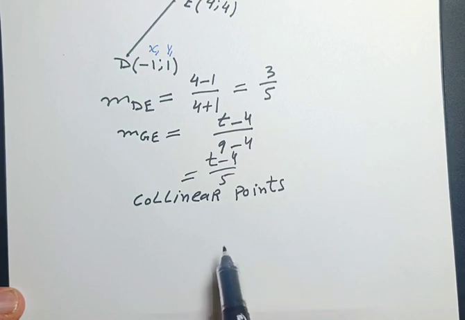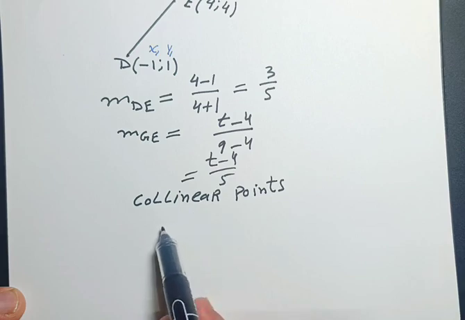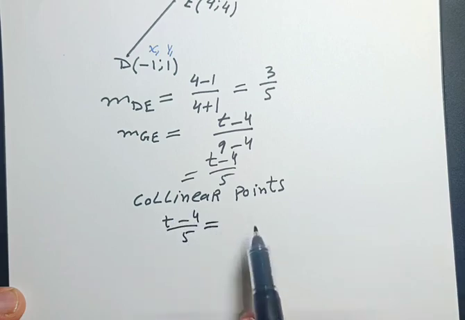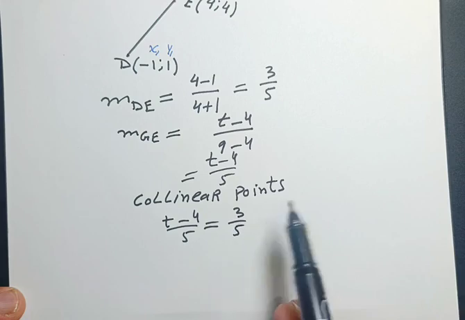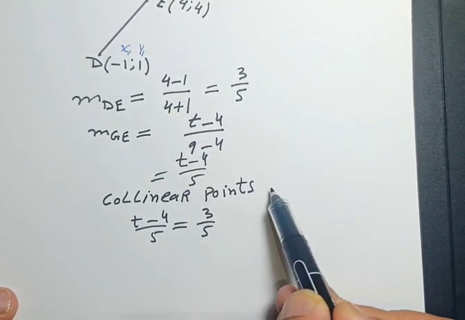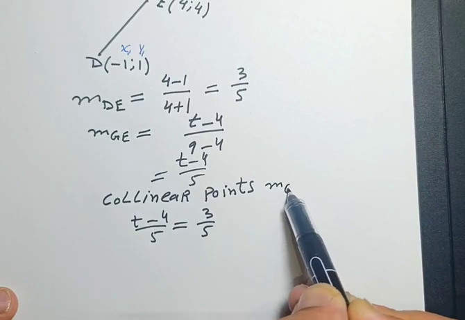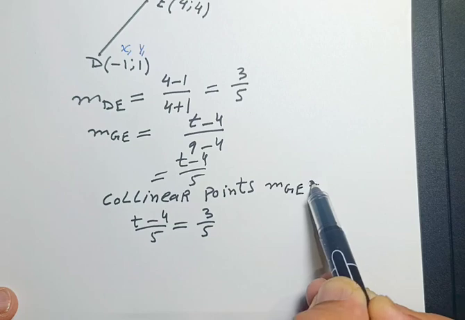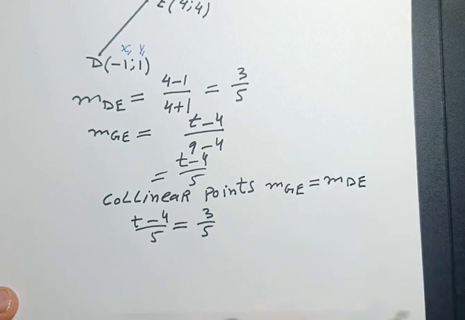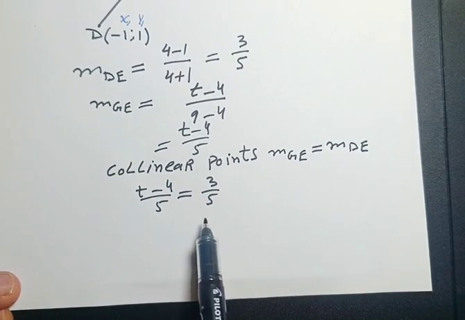So in collinear points, I need to equate now. So I say t minus 4 over 5. Both gradients I'm going to equate, and it is equal to 3 over 5. Must remember, because I need to equate the gradients now. The gradient of GE is equal to the gradient of DE. They are equated now.